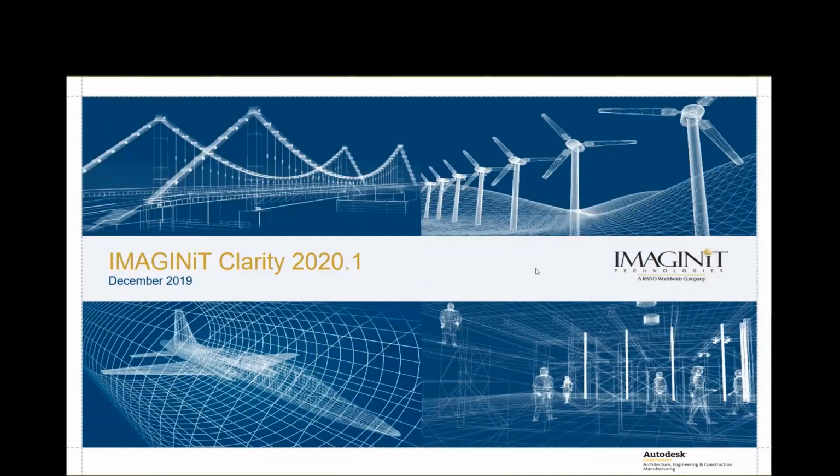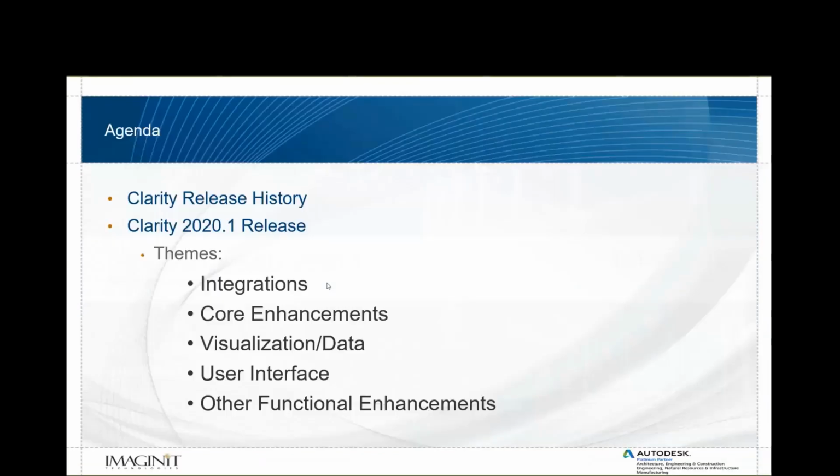Today we wanted to talk about our new release of IMAGINiT Clarity, put out just a couple weeks ago, and we wanted to cover what's new within the IMAGINiT Clarity product. We'll touch on a quick note of release history, and the themes that we're going to cover in this Clarity 2020.1 release are really around these topics: integrations, some enhancements to the core of Clarity with task automation, some interesting things that we're doing around visualization and data, some enhancements to the user interface, and other functional enhancements that didn't really fit into one of the other categories.